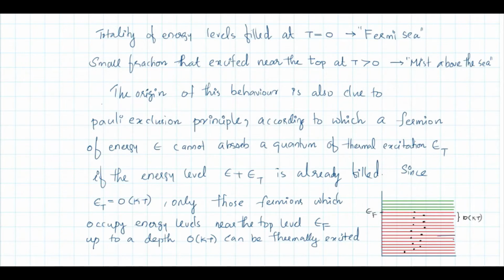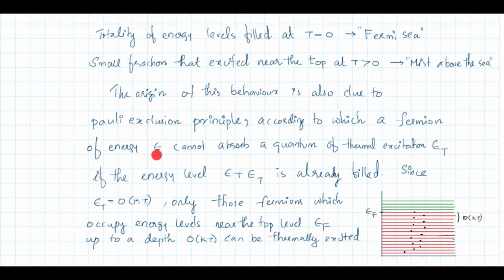kT by EF. Okay. Now the totality of energy levels filled at T equal to 0, that is these red lines, is known as the Fermi sea. Then the small fraction that is excited near the top for T greater than 0, we can compare to mist above the sea. The mist will always be in a region very close to the surface of the sea.